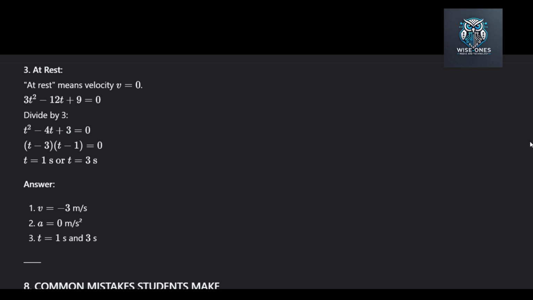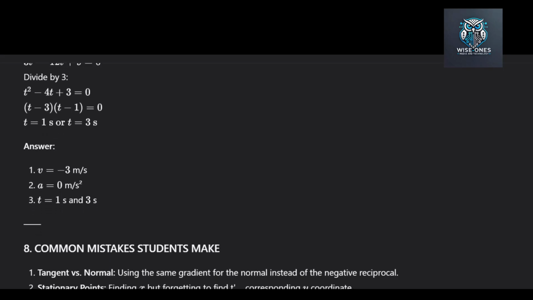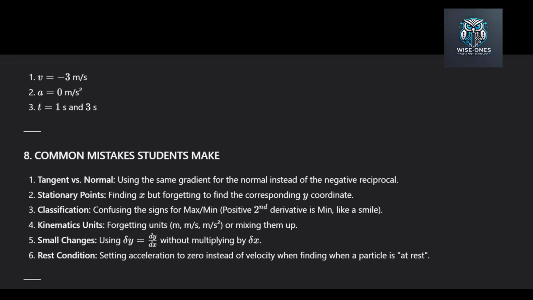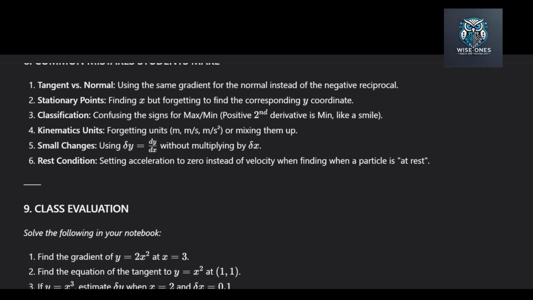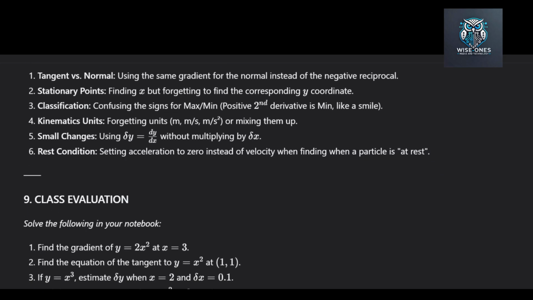Now, I want to warn you about common mistakes students make. Section 8. I want you to pay close attention here. These are the traps that catch students in exams. Mistake number 1. Tangent versus normal. Using the same gradient for the normal instead of the negative reciprocal. Correction. Normal gradient is negative 1 over m. Perpendicular means negative reciprocal. Mistake number 2. Stationary points. Finding x but forgetting to find the corresponding y coordinate.